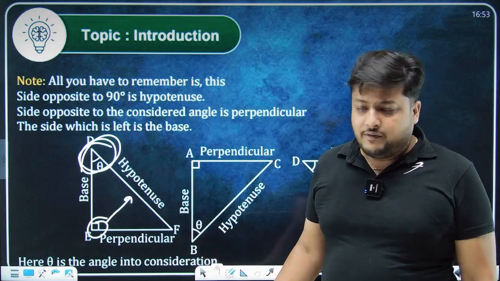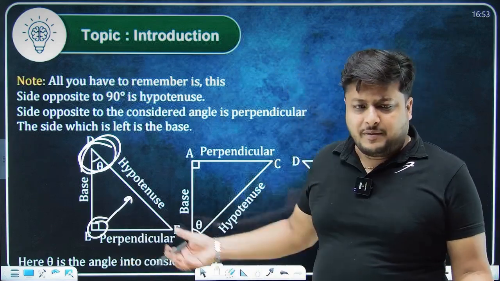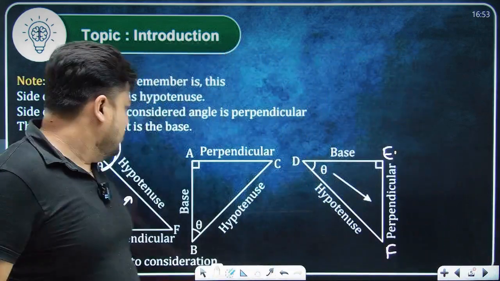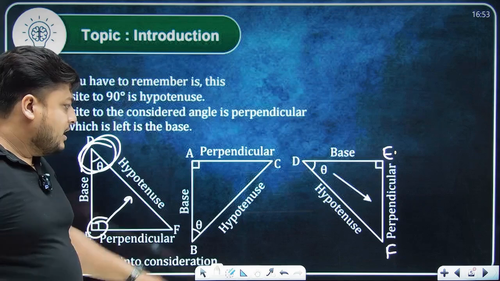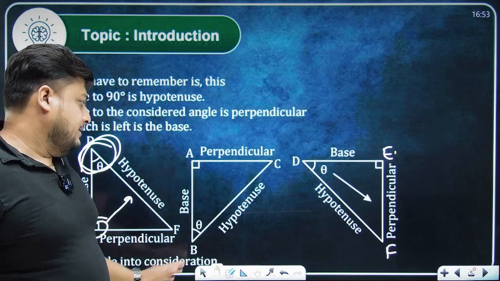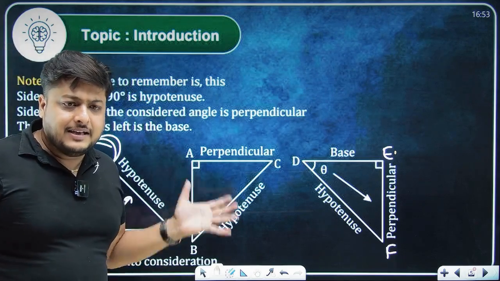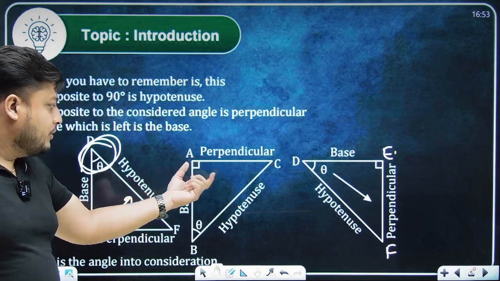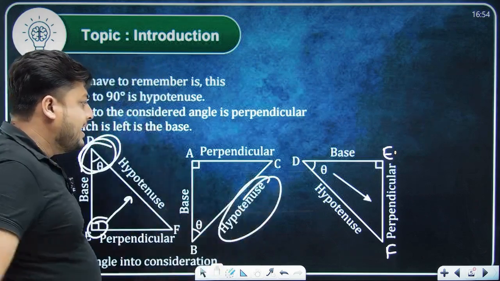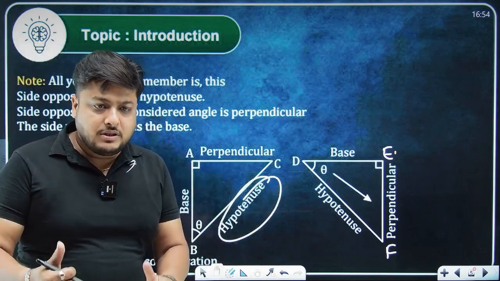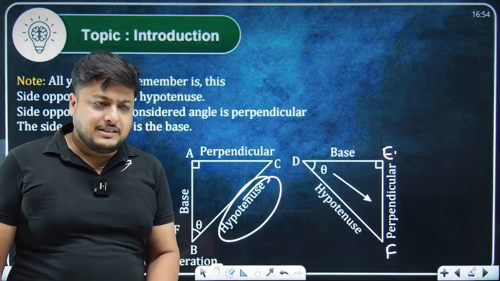So the perpendicular will be at EF, and the remaining third side is the base. So DE is the base in this case. Now the second triangle, ABC. In this, the 90-degree angle is at A. So the side opposite to A is BC. So this is the hypotenuse. And the perpendicular will be the opposite side of theta, or the considered angle.